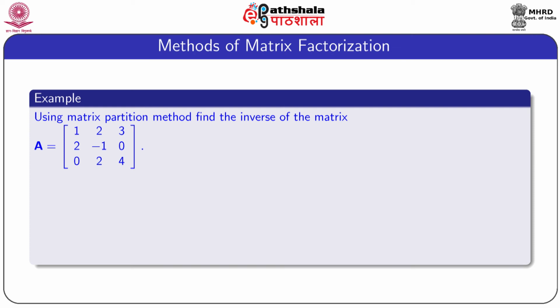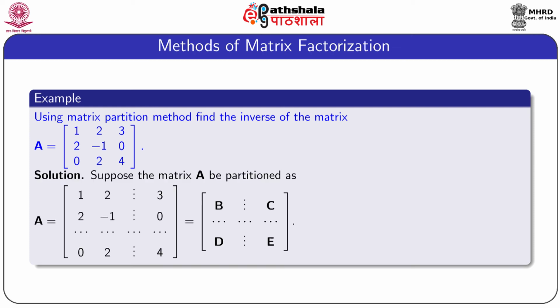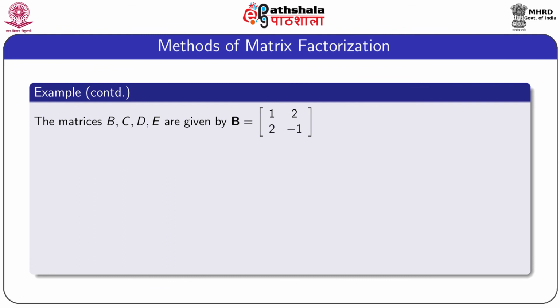Here we consider a 3 by 3 order matrix. So, we decompose the matrix A as follows. Note that the matrices B, C, D and E are of order 2 by 2, 2 by 1, 1 by 2 and 1 by 1. The matrices are given by B equal to 1, 2 and 2, minus 1. The matrix C is the column matrix 3, 0, D is the row matrix 0, 2, and E is only one element, that is 4. So, all the partition matrices B, C, D and E are available.